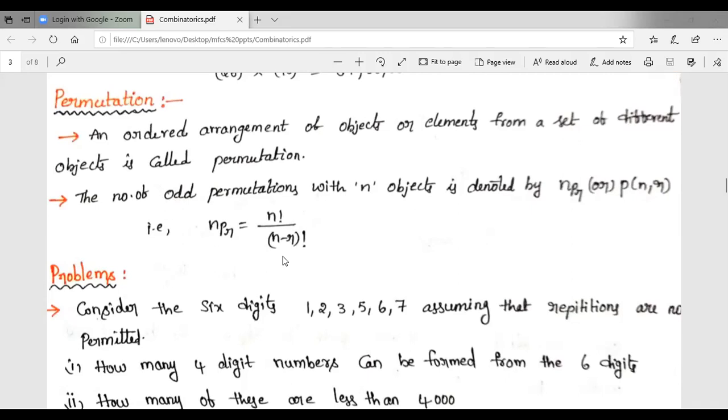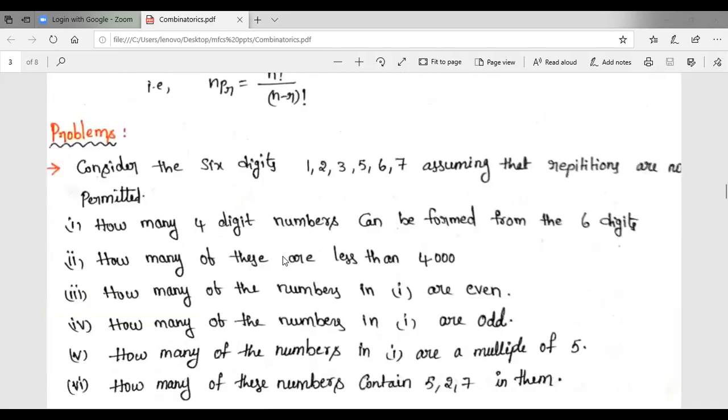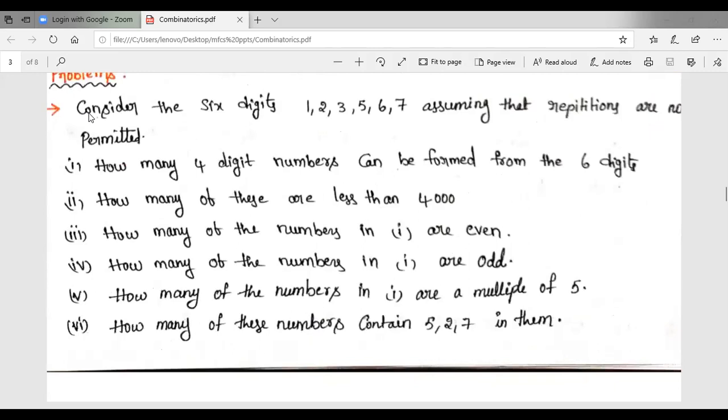Problem. First problem: consider the 6 digits 1, 2, 3, 5, 6, 7, assuming that repetitions are not permitted. Answer the following. First one: how many 4-digit numbers can be formed from the 6 digits? So using these 6 digits, how many 4-digit numbers will be possible? That is the first question.